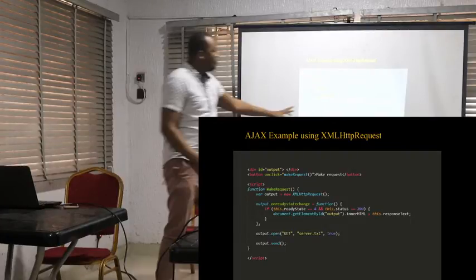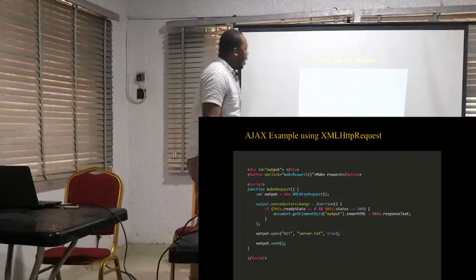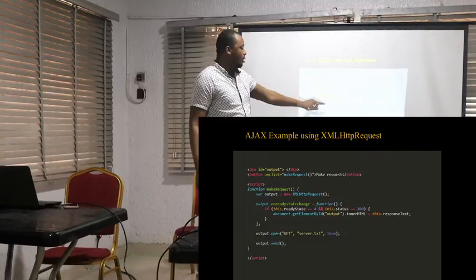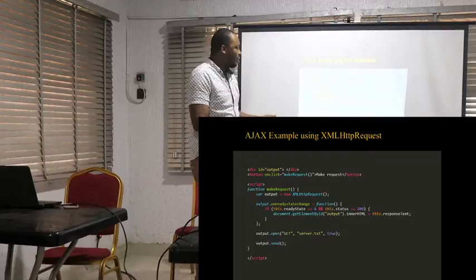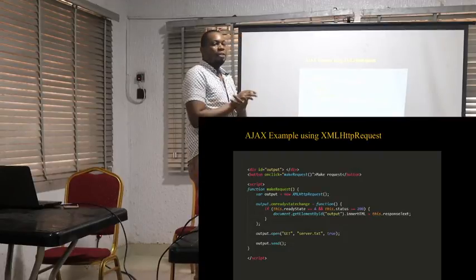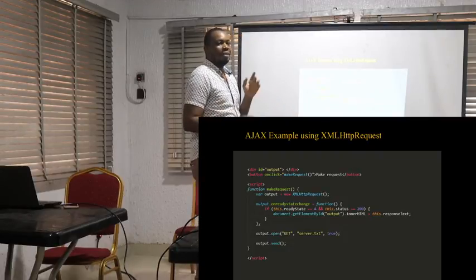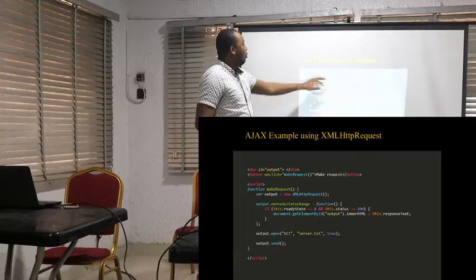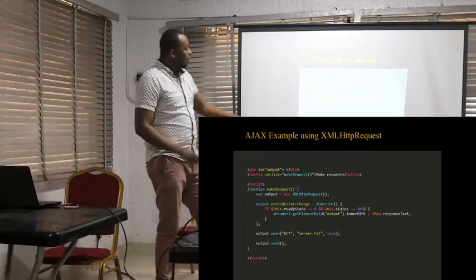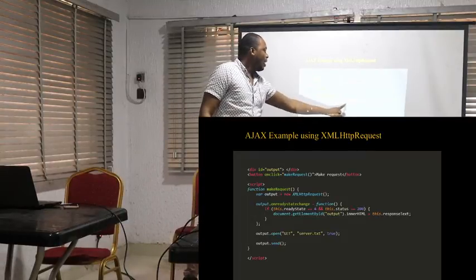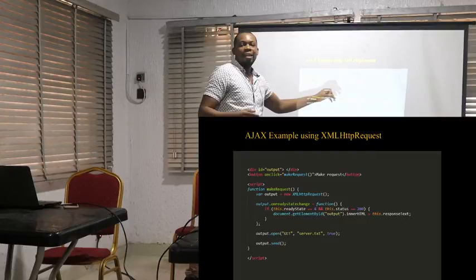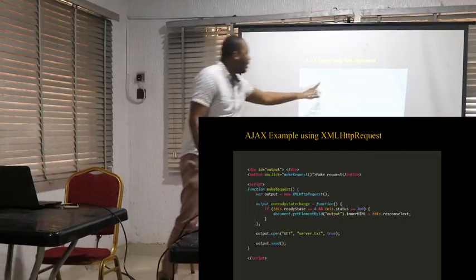So if the status is 200, I'm saying document.getElementById. Document is the HTML document and everything. The getElementById function is a built-in JavaScript function to get any element by its ID. So I'm trying to get this output. I say getElementById output, and I will say, give me everything that is inside here.